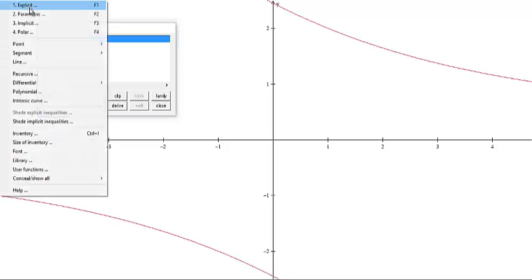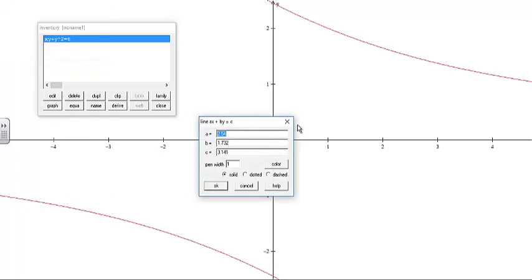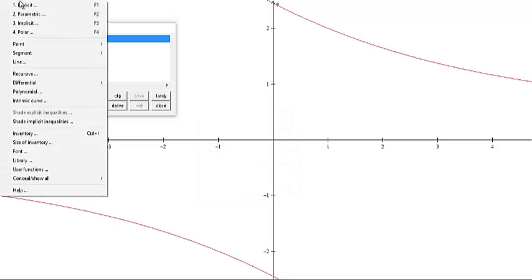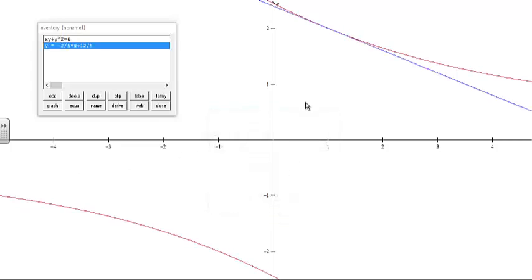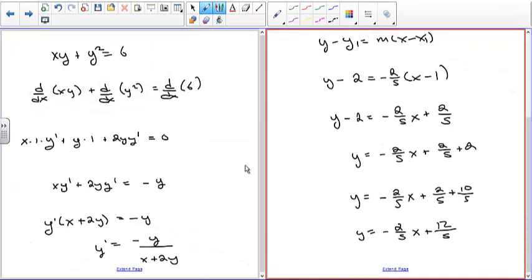Okay, now we're going to add another equation, which is going to be the equation for a line. So we're going to add a line by doing the explicit version. So you get f of x, which is y, equals negative 2/5 times x plus 12/5. And we'll go from x equals negative 5 to x equals positive 5. And we do that, and you can see right there that the slope of the tangent line works out. It's just tangent to the curve. Okay, so that's it.